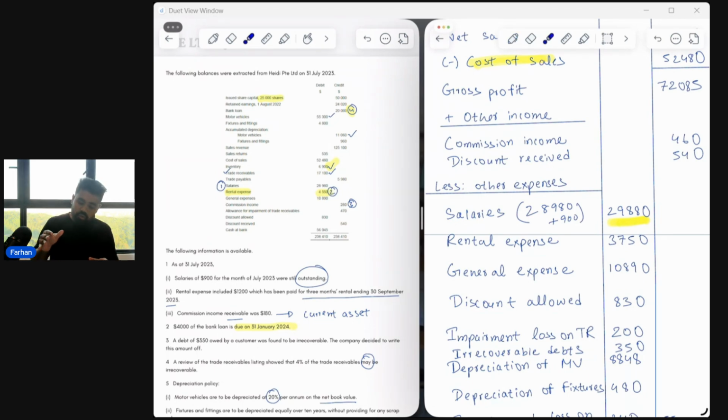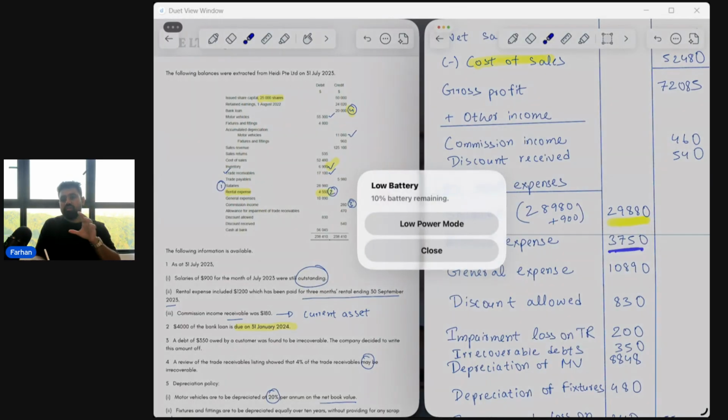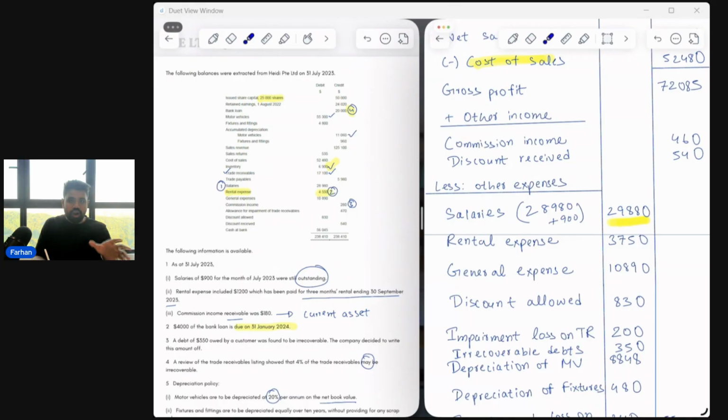Then we have got rental expense that we have actually incurred for this financial year ending 31 July 2023, and that was $3,750 after removing the rents for the 2 months, if you recall. That was $800 subtracted from $4,550. And those 2 months of $800 are prepaid rent, which we will show in the balance sheet. Then you've got general expense, which you'll find in the list of balances here, 10,890. So we have just included that.